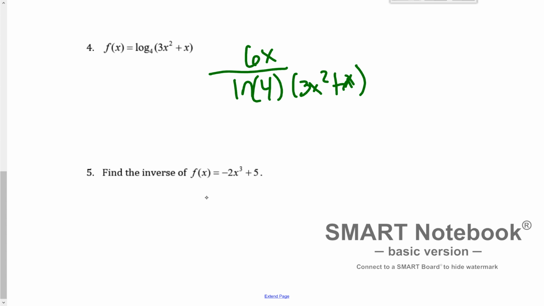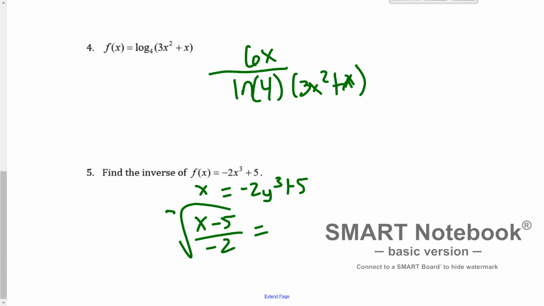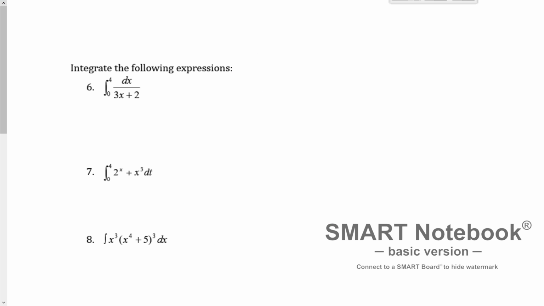What's the inverse of this? Just switch your x's and y's. So this is going to become x. This is going to become y. Solve. Take the cube root. There's the inverse. Switch that y to f inverse of x. Okay, so there you go. There's the first page. Second page, taking the integral.